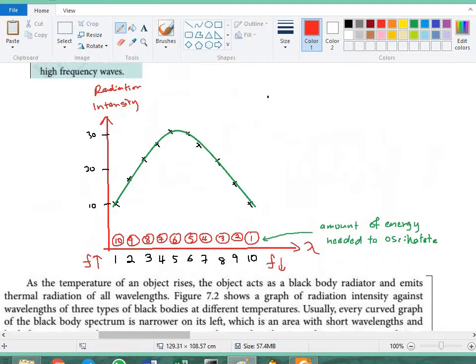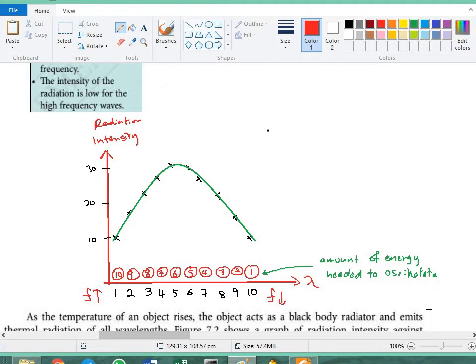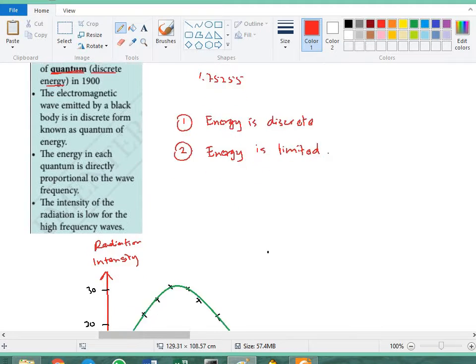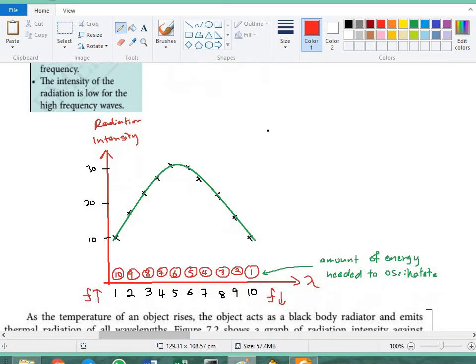Okay, previously we discussed that energy is transferred in discrete form. Energy is discrete and energy is limited when it's transferred. So we will be able to get that the radiation that is emitted by a hot object, the graph between radiation against the wavelength will look like a bell shape.